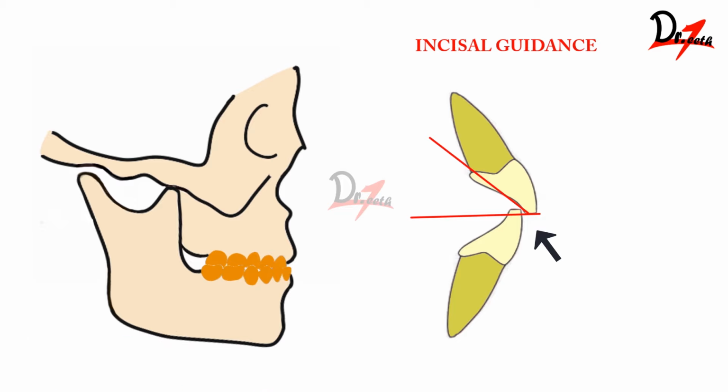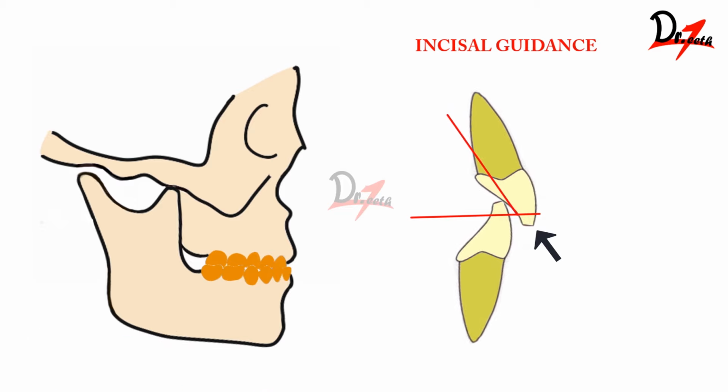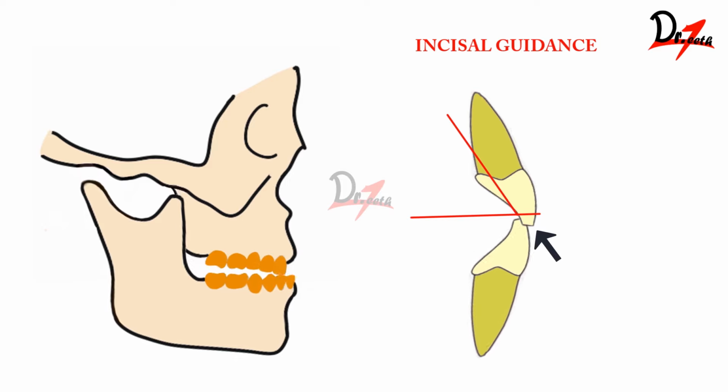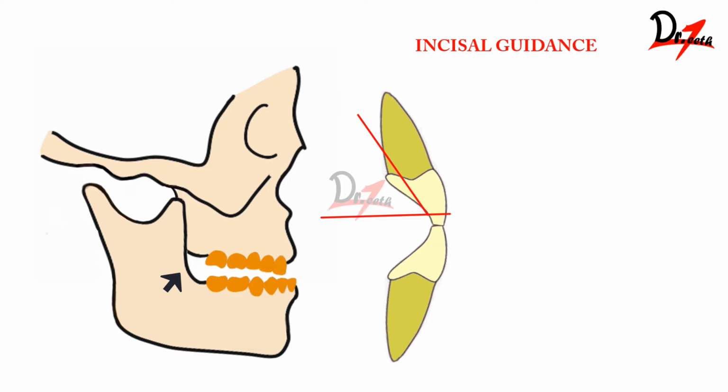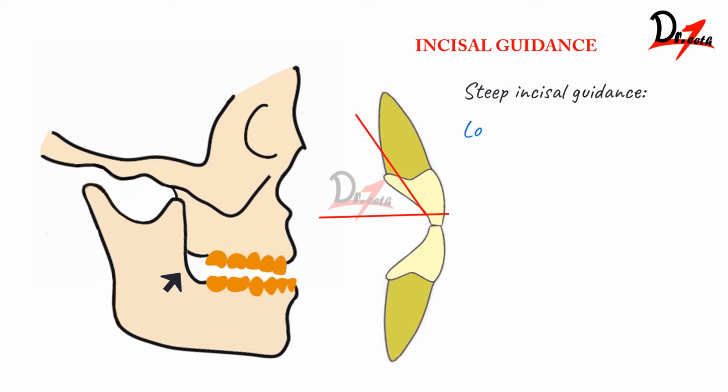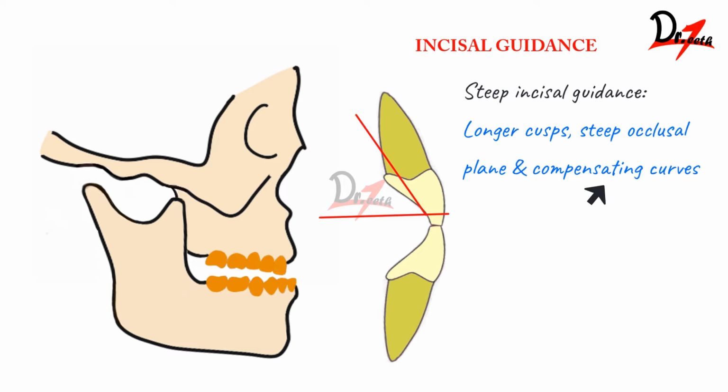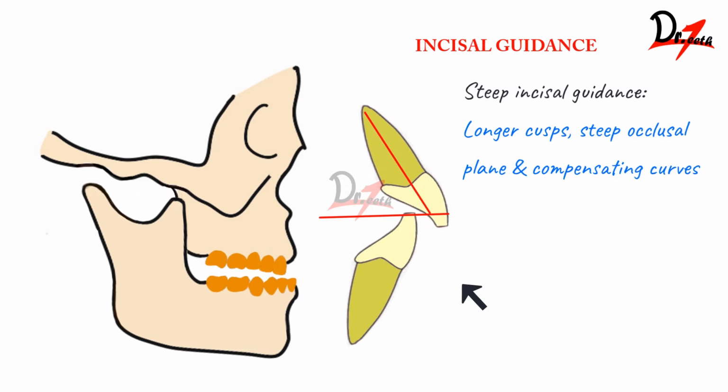So here we have a maximum intercuspation, and at that point the angle is formed between the horizontal plane of occlusion and the line in the sagittal plane between the incisal edges of the maxillary and mandibular central incisor. Now if this angle is steep and we try to move the mandible forward, you will see that there is more posterior tooth separation. So when we have more tooth separation posteriorly, what will happen? We will need a steep cusp, longer cusp. We will also need a steep occlusal plane and compensating curve, about which we'll be studying a little later in this video itself. So if the anterior teeth are more proclined, that means we have a steep angle.